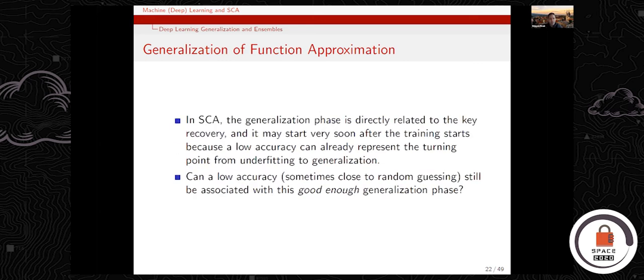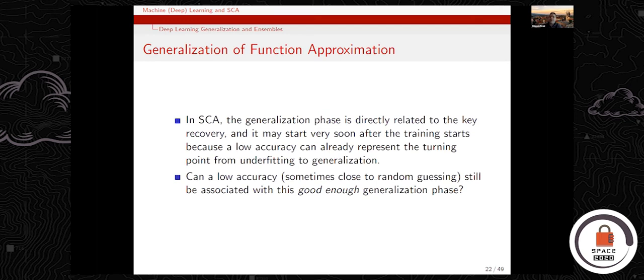What does it mean for side channel analysis? We can also say that in side channel, this generalization phase, so the phase that we want to be in, directly relates to the key recovery. So it relates to the moment when we can successfully recover the key. And very interestingly, almost all the results we have up to now tell us that generalization commonly happens very early in side channel. In other domains, it's not unheard of that you are training something for thousands of epochs. In side channel, we are often talking, well, we trained it for 10, 20, 50 epochs, or if we are very, very generous, 100 epochs. So relatively short training time, and we are still able to get good results.